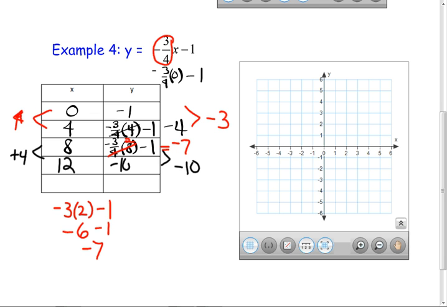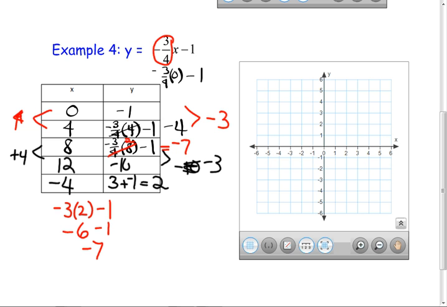Oopsie. I could go the other direction. Could I start at 0 and go down by 4? Then what would happen to the y value? It would go up by 3. What's 3 plus a negative 1? 2.